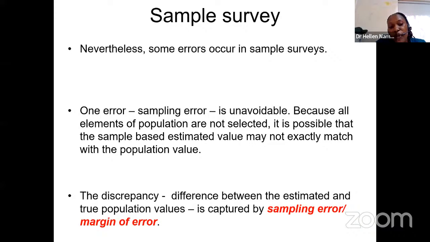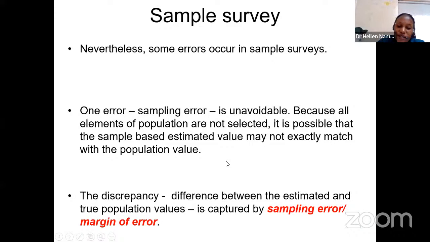In this case, we can refer to an error that can happen in a sample as a sampling error, or the other term that you can use is the margin of error, because not all the elements within the population are selected. So it is possible that the sample that you've selected might not match the population that you want. That discrepancy that exists between the estimated and the true population value is what we refer to as a sampling error, or you can call it the margin of error. And when you're doing surveys or experiments, you cannot avoid errors.